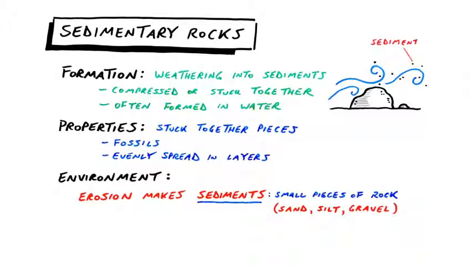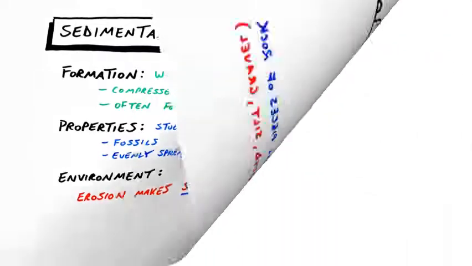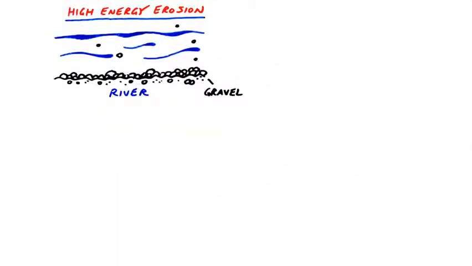All right, now the environment that sedimentary rocks form in is any environment where we're going to find erosion making sediments. So those sediments, once again, are small little pieces of rock. Sand would be an example of sediment, silt and gravel also sediment. Now let's talk specifically about how erosion tells us what kind of environment we're going to actually find these rocks in.